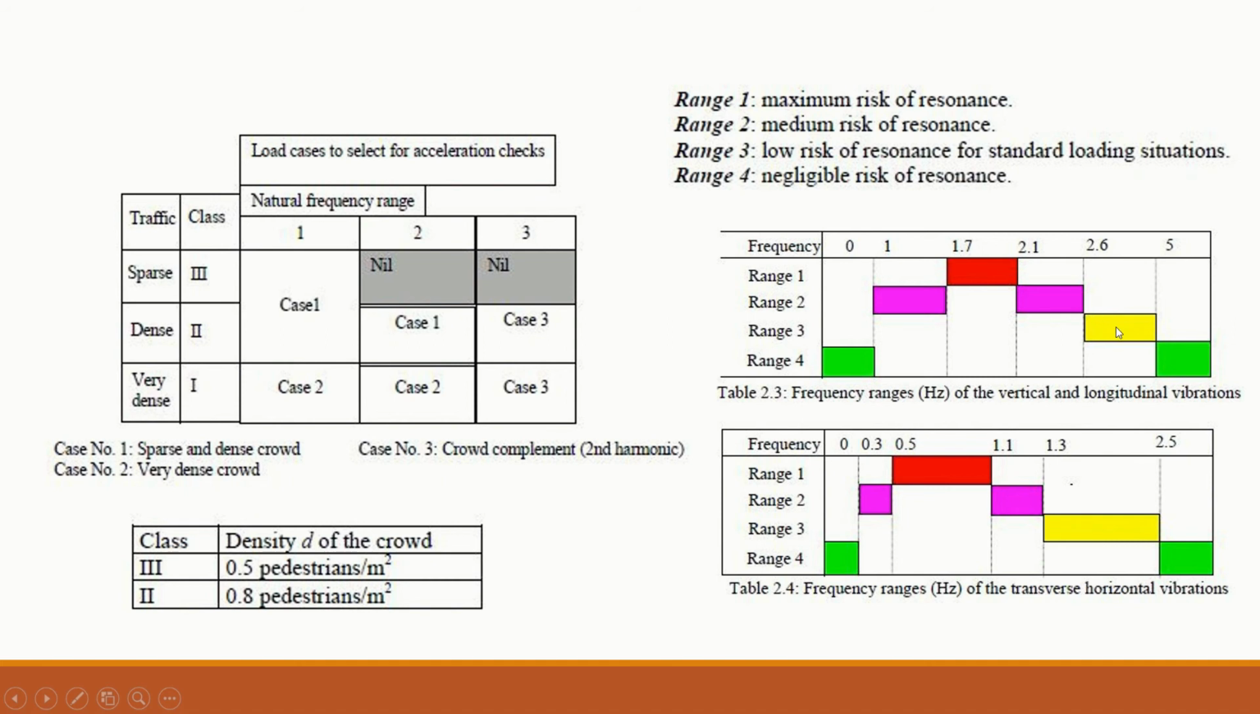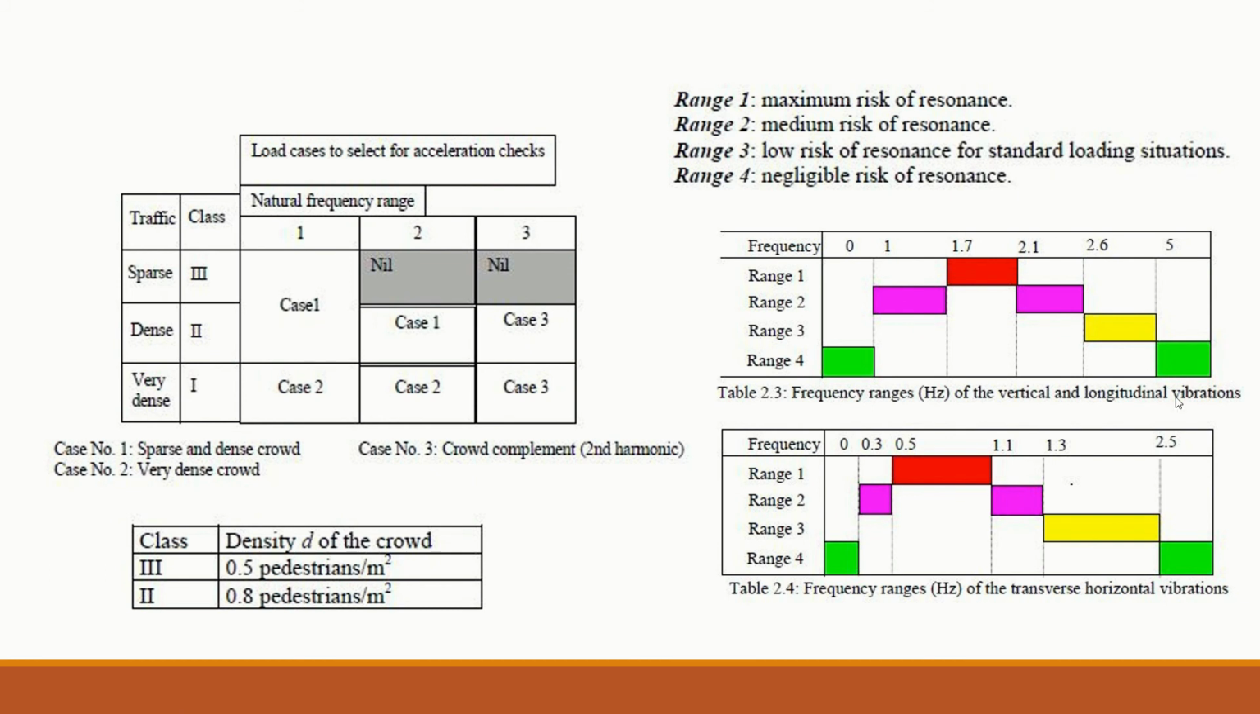So if the frequency is in range 2 or 3, we should verify the second harmonic. So if the frequency is here, we should do the second harmonic. If it's here or here, you should do the first one and also verify the third harmonic. So for class 1, we should see the natural frequency. If it's in range 1, we should do case 2, range 2 also case 2, and if it's in range 3, we should also do case 3, which is crowd complement harmonic, the second harmonic.